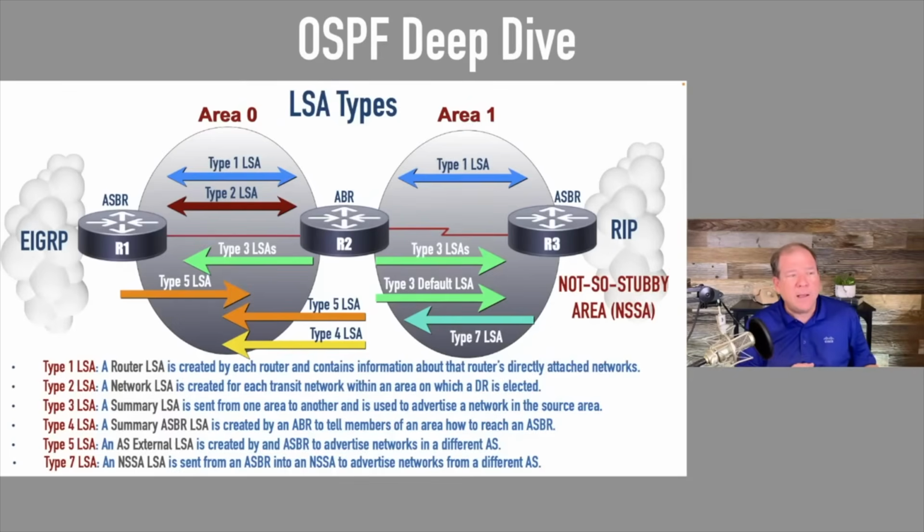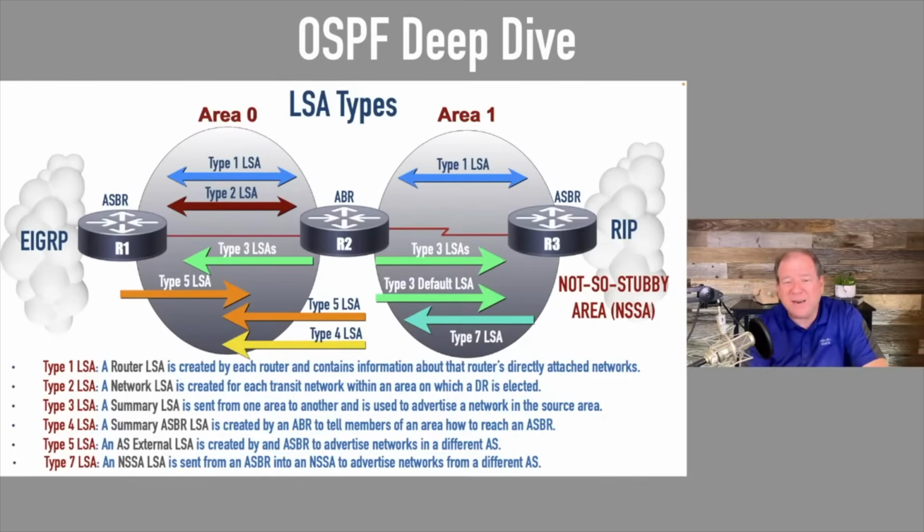Here's what R3 says. Oh, I got an idea. I'll just call it something else. I'm not allowed to use type 5, so I'll say, oh, here's some type 7. Yeah, that's it. Here's some type 7 LSAs, wink, wink, as we send those into area 1. It's the same information that would be carried by type 5 LSAs. It's information from another autonomous system. But R3 says, I know I cannot use type 5, so I'll just call them type 7. And I send those into the area.